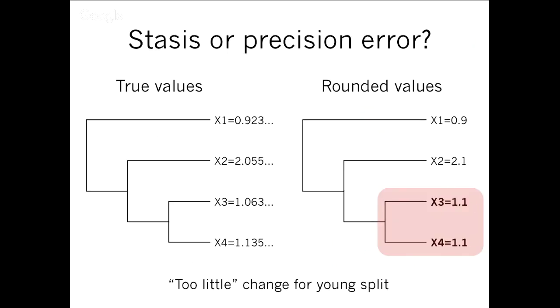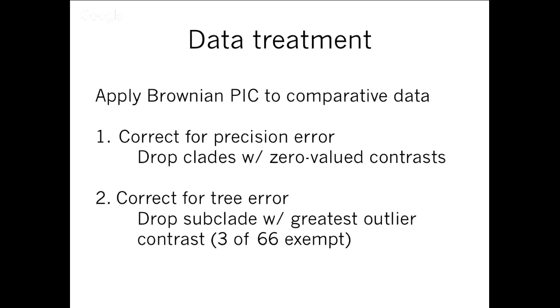Another issue that we ran into while we were composing our empirical data set is that for many data sets, the precision is actually quite low. And interestingly, when the precision is lower than a certain threshold, it will induce this artifact of stasis, which means that certain taxon pairs can essentially exhibit no evolutionary change simply because of rounding error. And so this stasis is also something that could spuriously drive a signal for pulses.